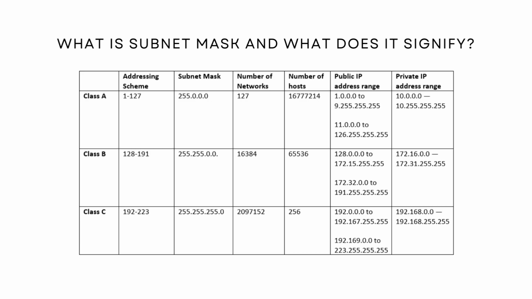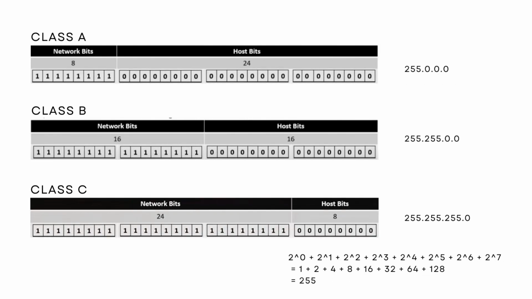Now as we can see that we can identify classes even from the addressing scheme, like class A is from 1 to 127, class B from 128 to 191 and class C from 192 to 223. So here I have explained the subnet mask for all the 3 classes. In class A, it has 8 network bits and 24 host bits. Therefore, the subnet mask for it will be 255.0.0.0.